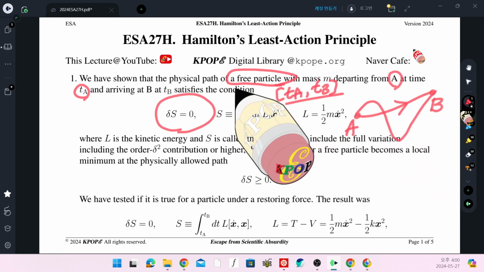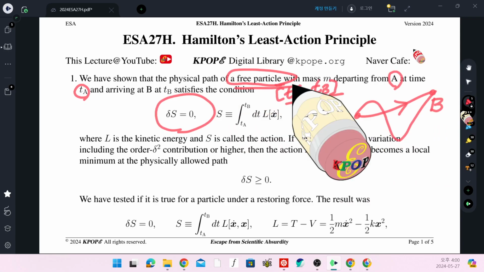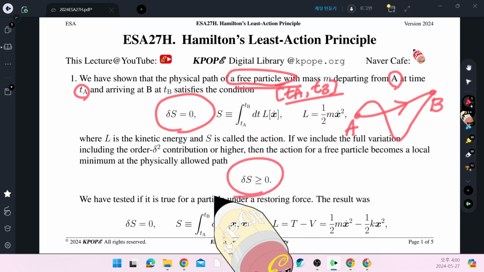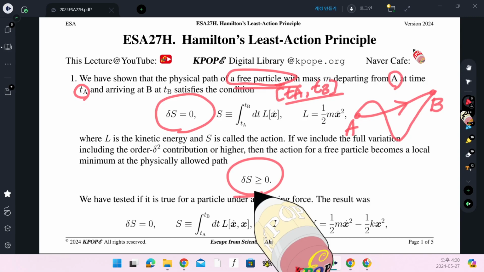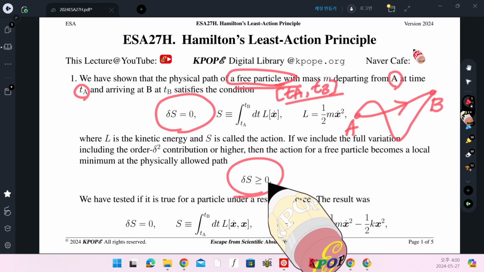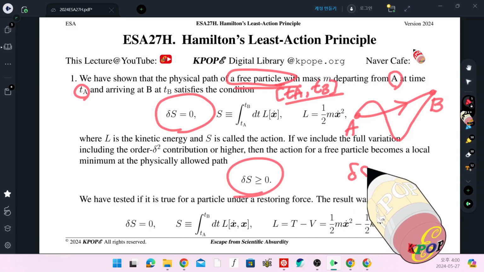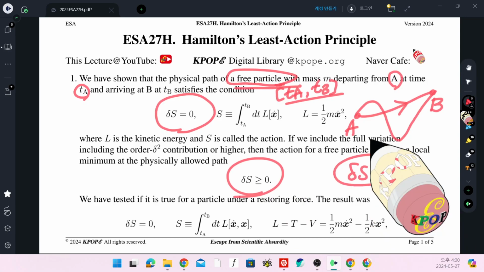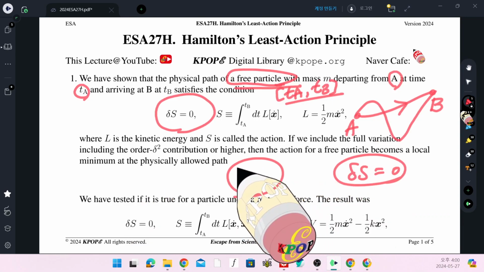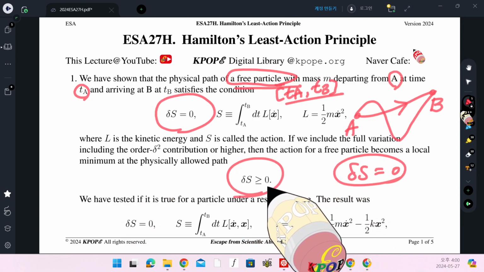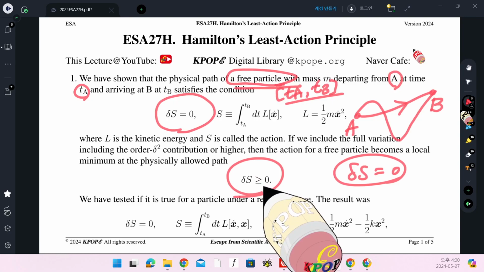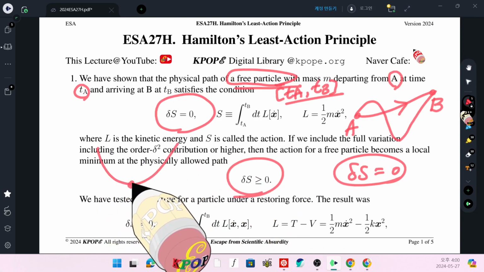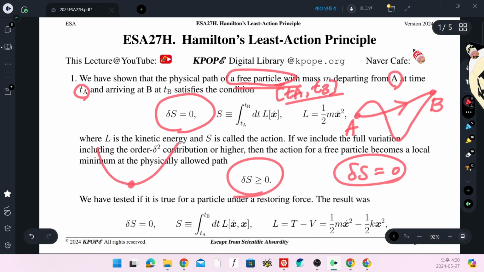This is true for a free particle. That's the reason why the delta S is non-negative. And when delta S equals 0, it is flat, but delta S is non-negative. That means it has the minimum along the physical path.